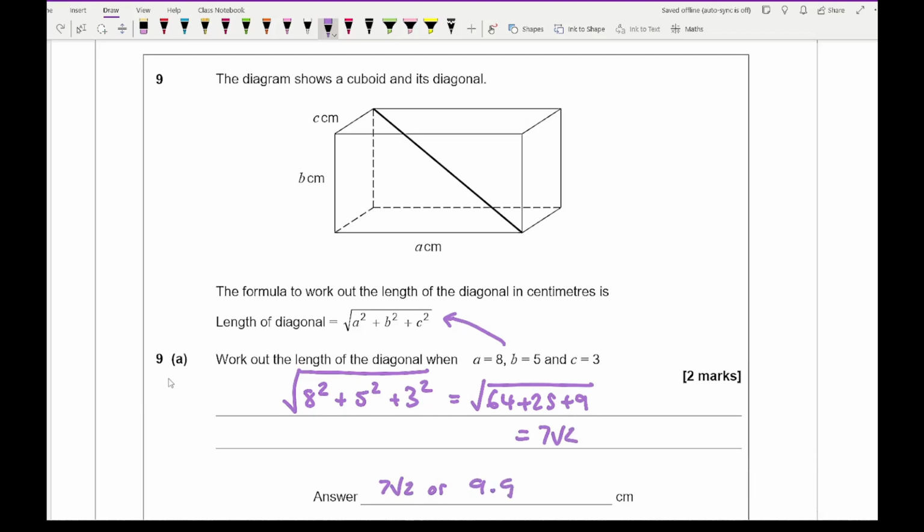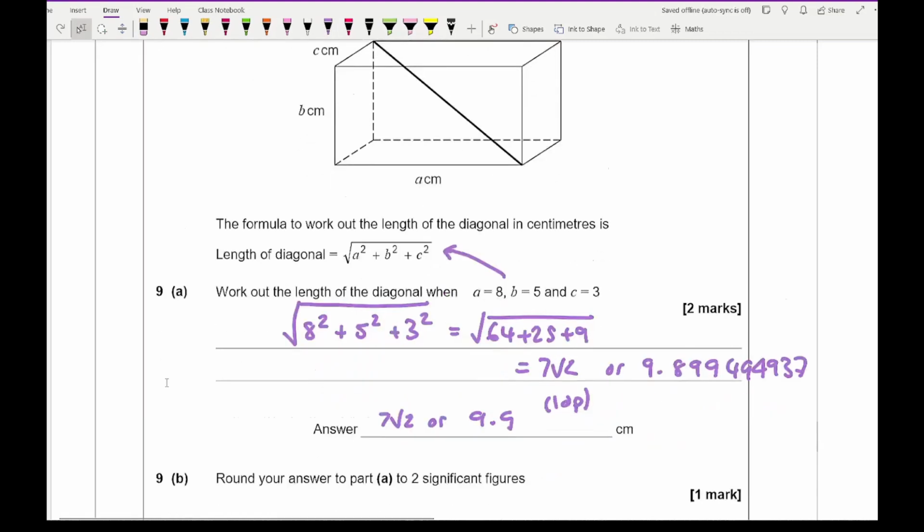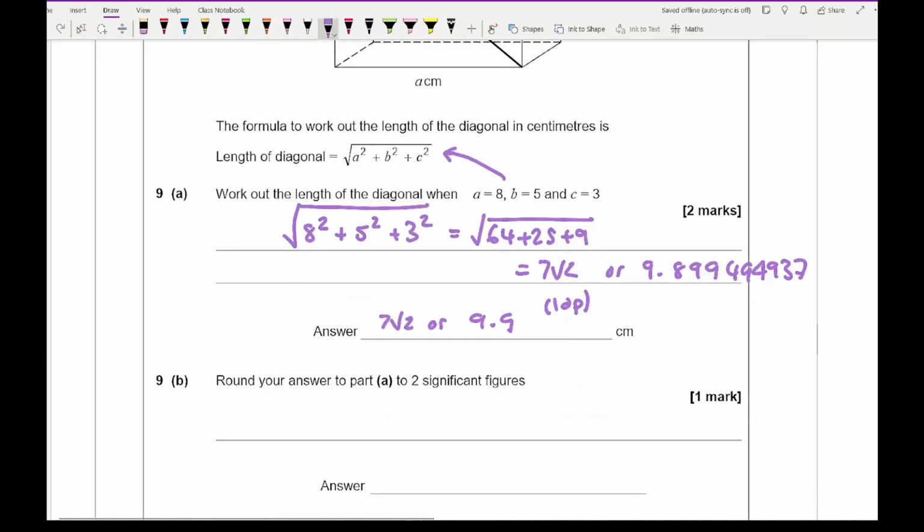And if I just quickly write down all the values of what it is, then what we should end up with is 9.899494937. So I've rounded it to 1 decimal place. The next question then says round your answer to 2 significant figures. Now you may have already done this, but basically the correct answer should be 9.9.